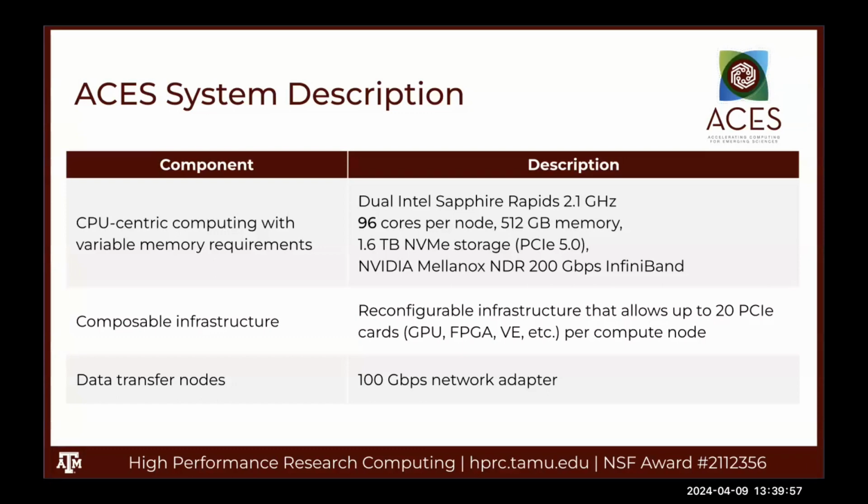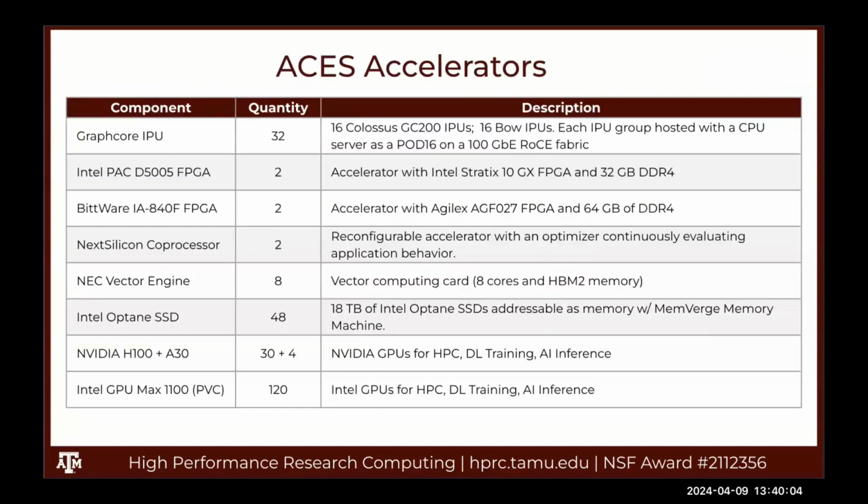The data transfer nodes are available for you to transfer data to the outside. We have a 100 Gbps network adapter available. This is a list of all the accelerators. I won't go into the details, but the ones we'll be using for today's short course will be mostly on the CPU side. If you're taking the GPU course and CUDA course and some other courses, you will be using those GPU nodes. And there will be other short courses covering different accelerators.